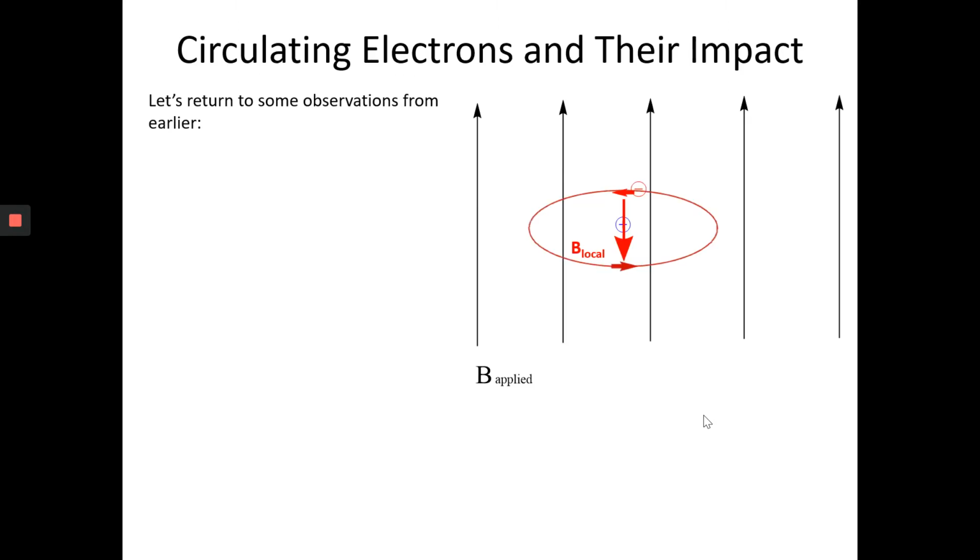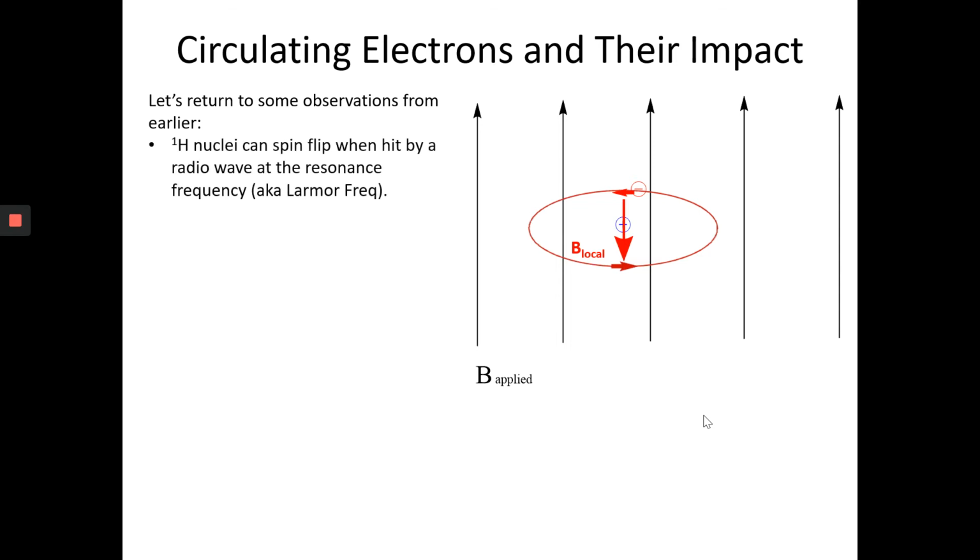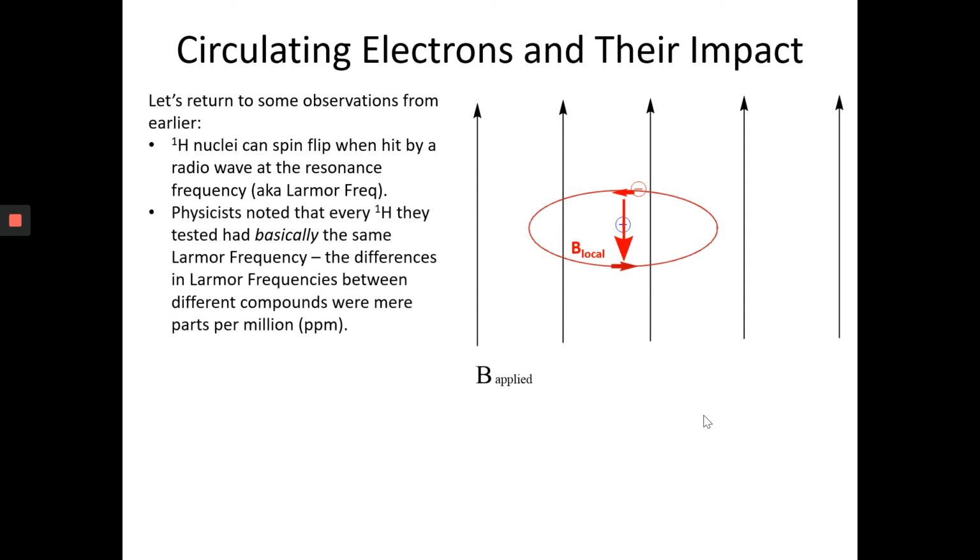All right, so let's keep that in mind. Let's ponder this and return to some observations from earlier. Number one, these hydrogen nuclei can spin flip when you hit them with a radio wave at exactly the right resonance frequency, known as the Larmor frequency. Physicists noted that every hydrogen that they tested had basically pretty much the same Larmor frequency. The differences between the different samples were a few parts per million, so they're mostly the same, but with very small fractional differences.